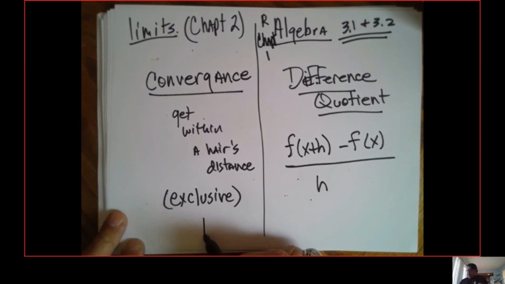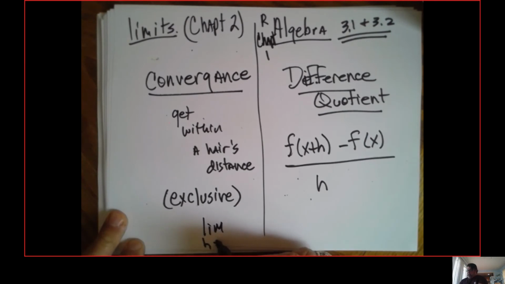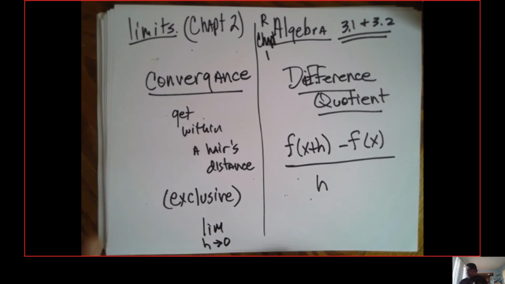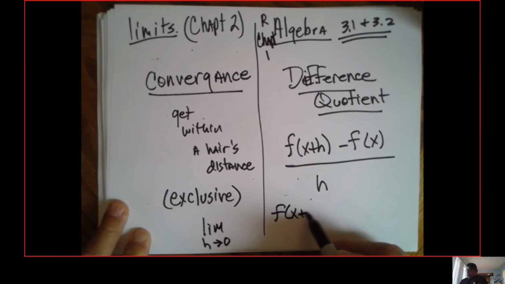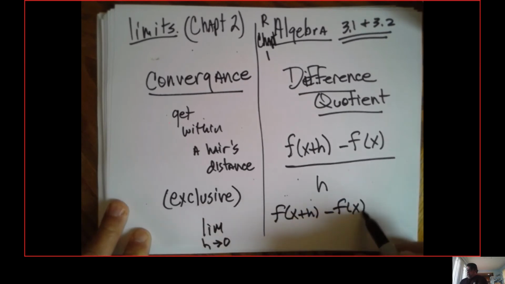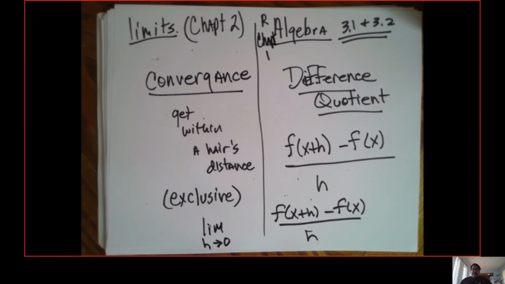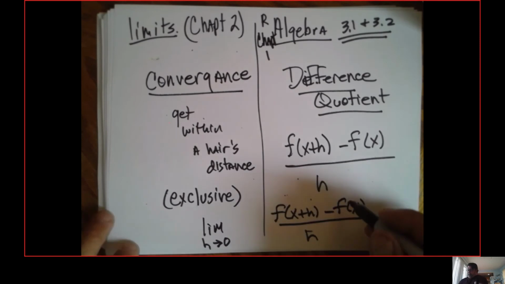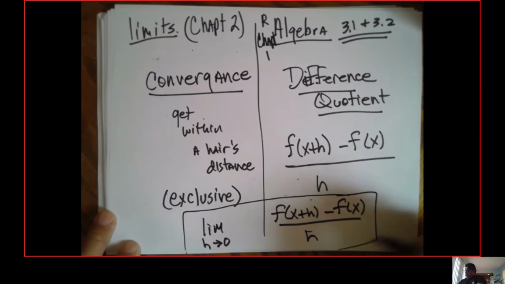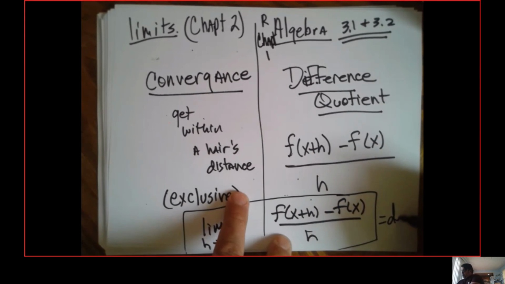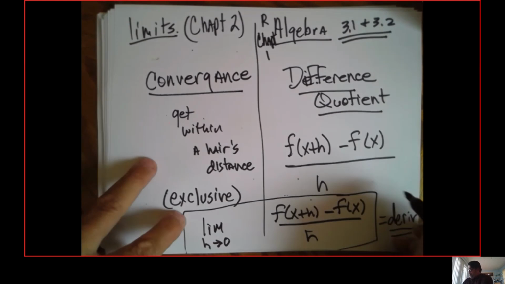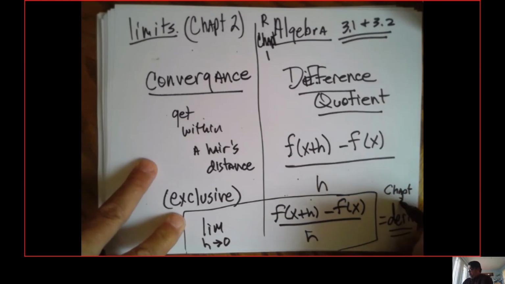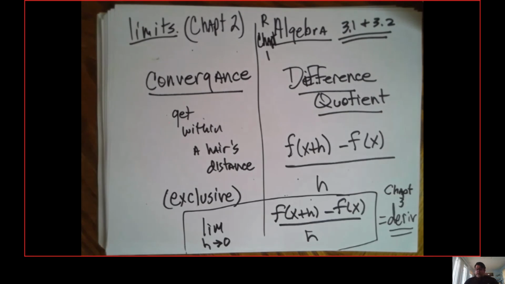And over here, limit as h goes to 0 of f of x plus h minus f of x over h. And what that's going to do, it's going to take out the h terms and leave you with what's called the derivative. And when you do these two together, that equals the derivative. And that is what we get into with Chapter 3. So that's where we're headed.